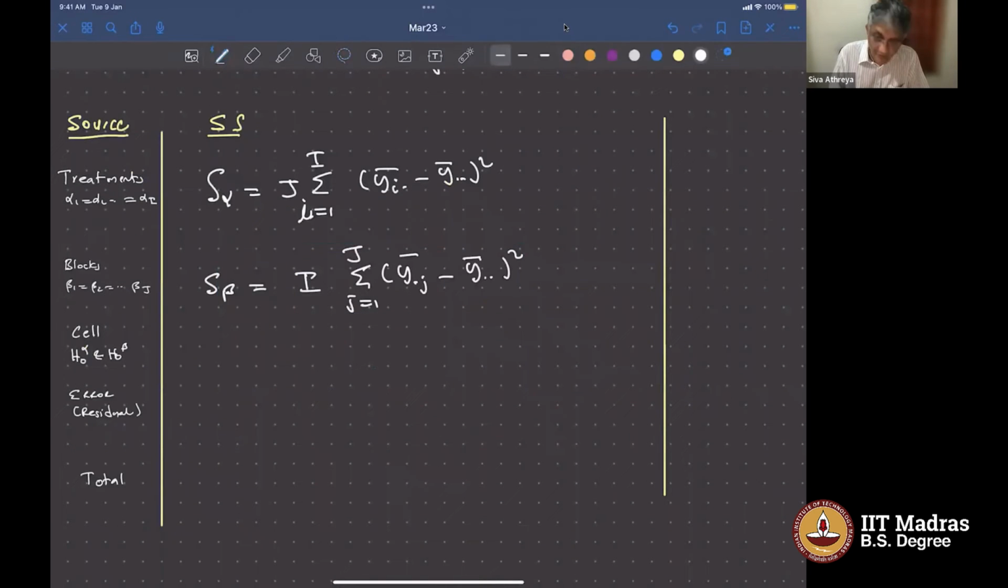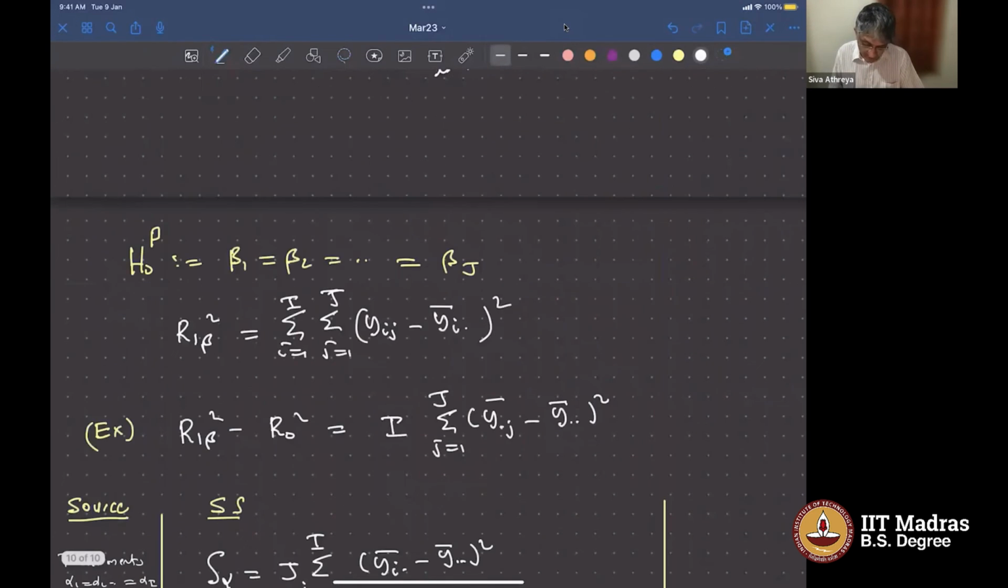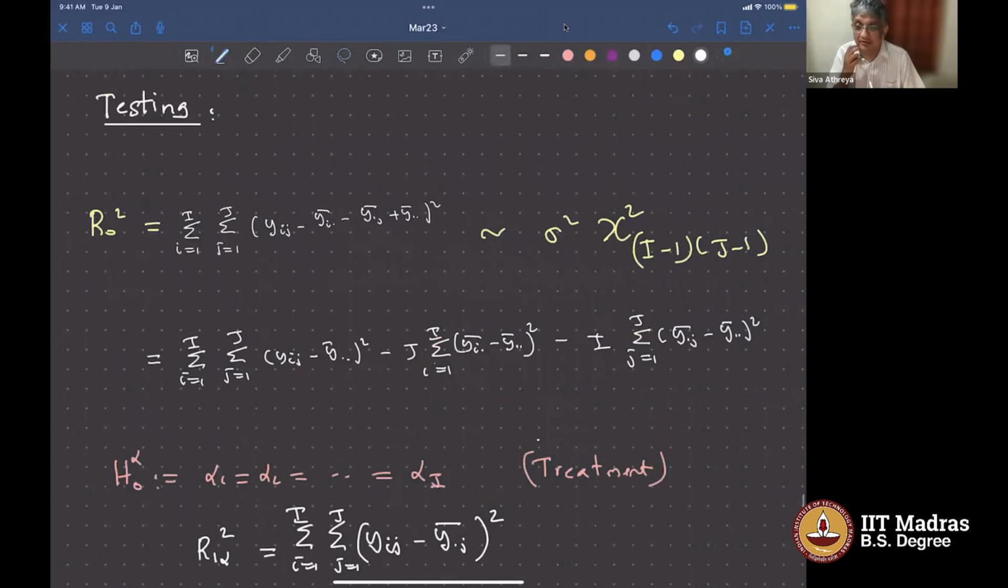Then what's the S_C going to be? It's going to be the two added up, right? So S_C is just S alpha plus S beta. There's no problem, right? And the error one is the whole one. S_C is this R naught squared one, the error sum of squares that we have.